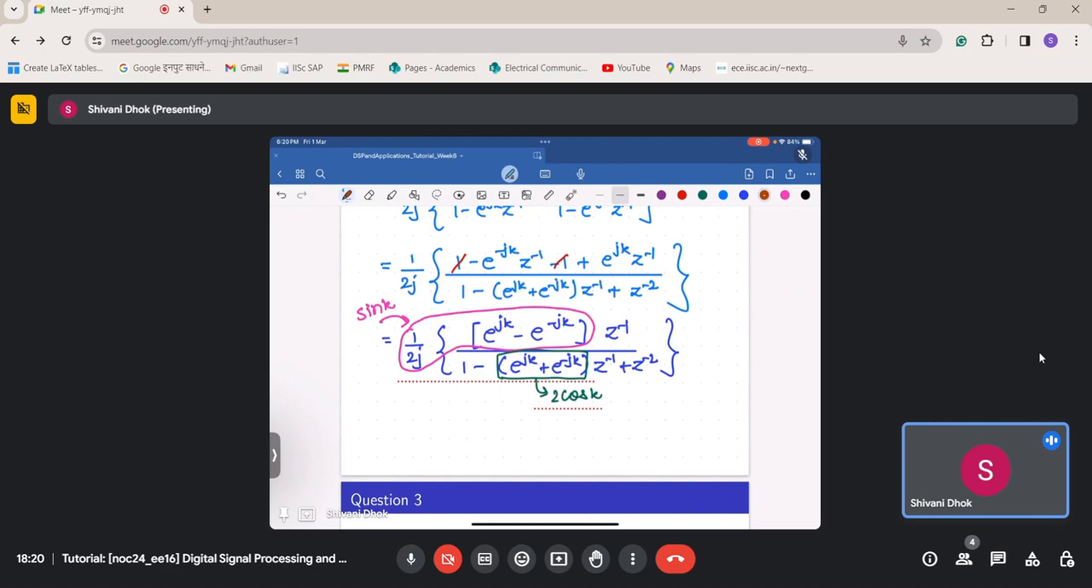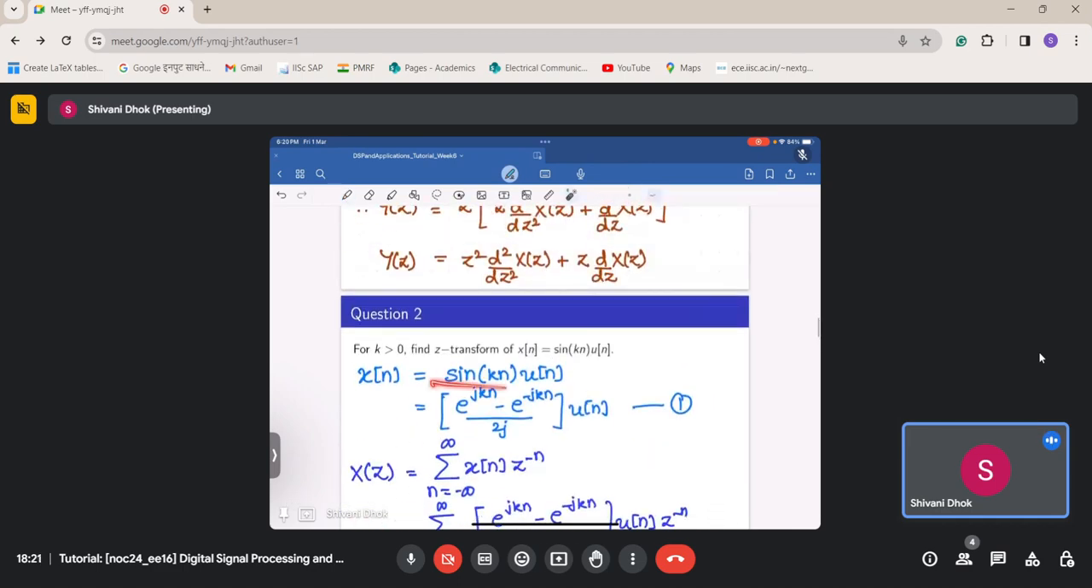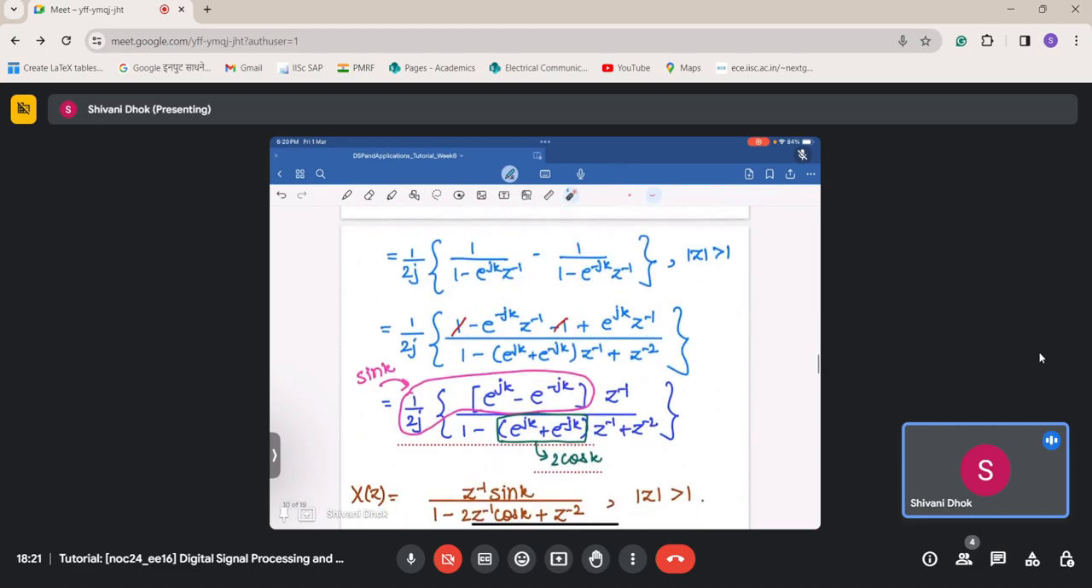Therefore what we have is z inverse into sine k divided by 1 minus 2 z inverse cos k plus z to the power minus 2, and the region of convergence is magnitude of z greater than 1. So this is my X of z, or this is the z transform of our given signal, which is sine nk u of n. Is this clear? Any questions?